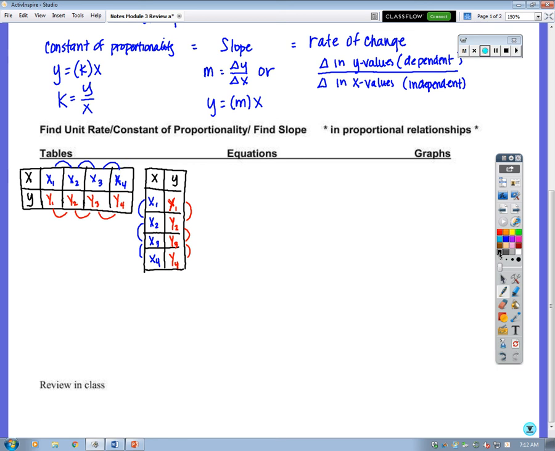So if we're finding slope, m equals our change in y values, which would be y2 minus y1, over our change in x values, which is x2 minus x1. All that's saying is that you would subtract these values: x2 minus x1, y2 minus y1, to find your slope. So we're going to do an example here real quick.